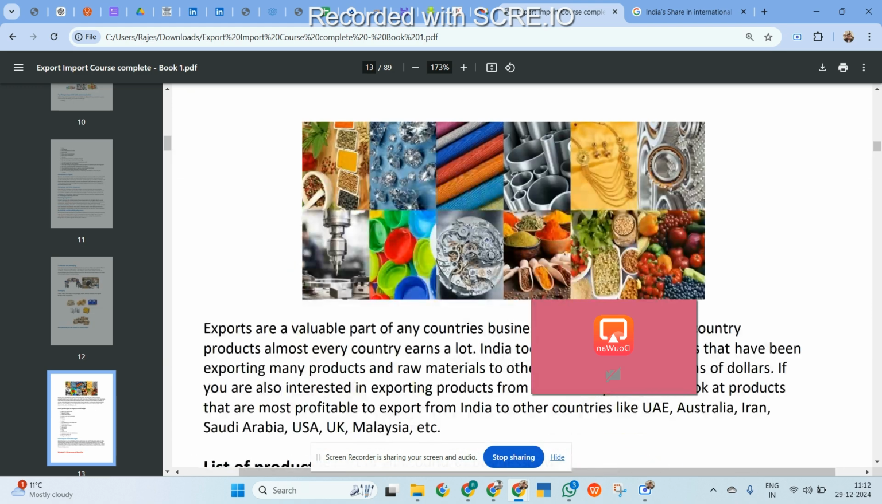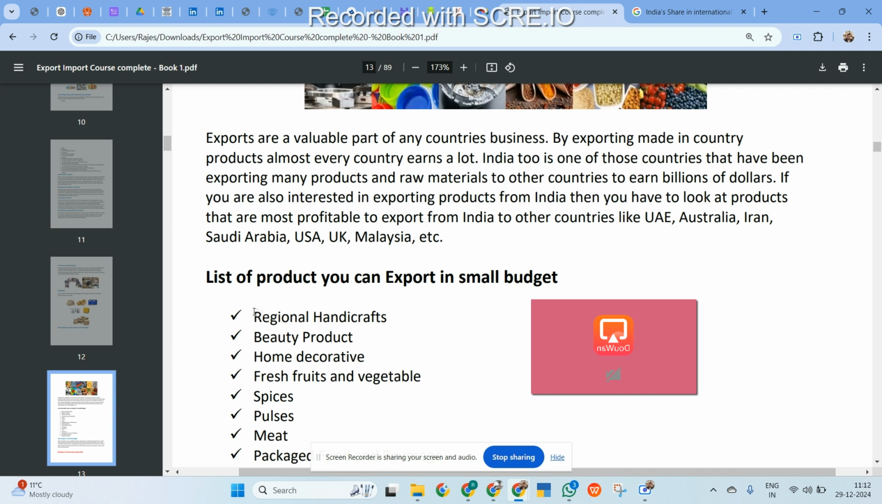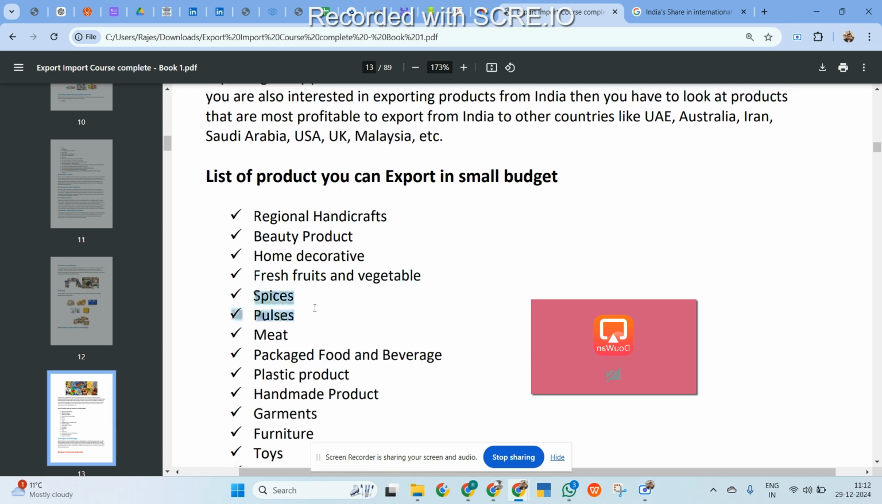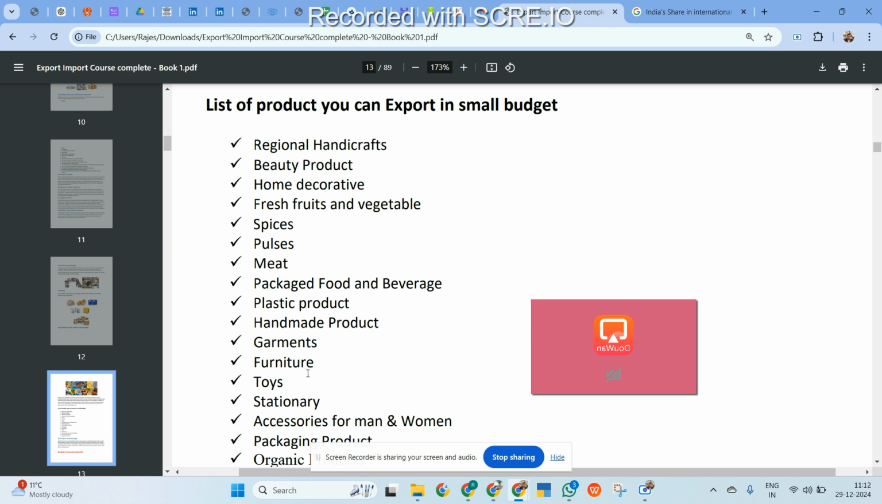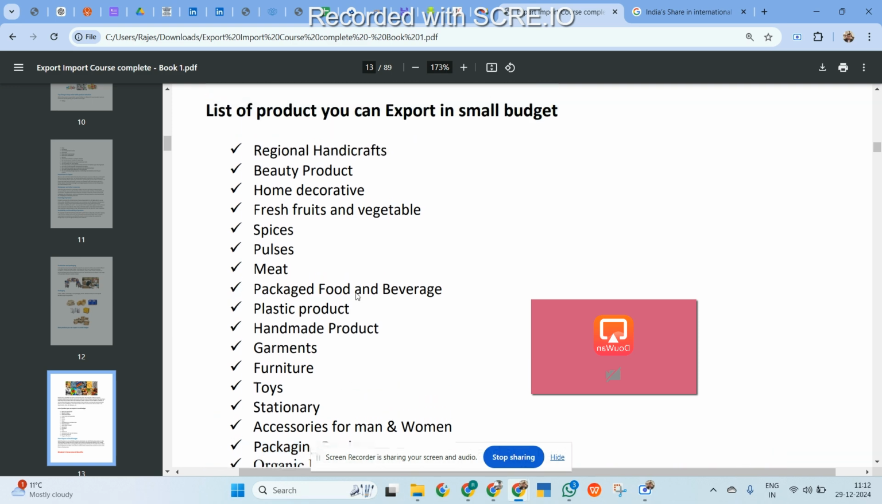So yes, there are some best products you can export in a small budget, like regional handicrafts, beauty products, home decorative, fresh fruit and vegetable; under 10 lakh you can export. Spices, pulses, meat, packaged food and beverages, plastic products, handmade products, garments, furniture, toys, stationery, accessories for men, women, packaging products and organic. These are the products you can export on a low budget.